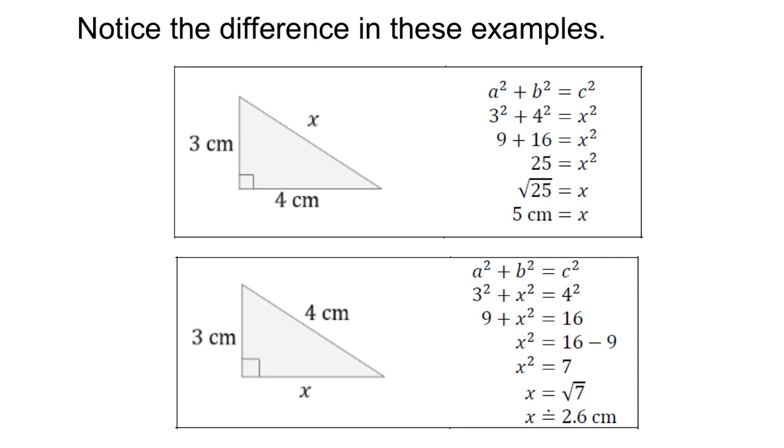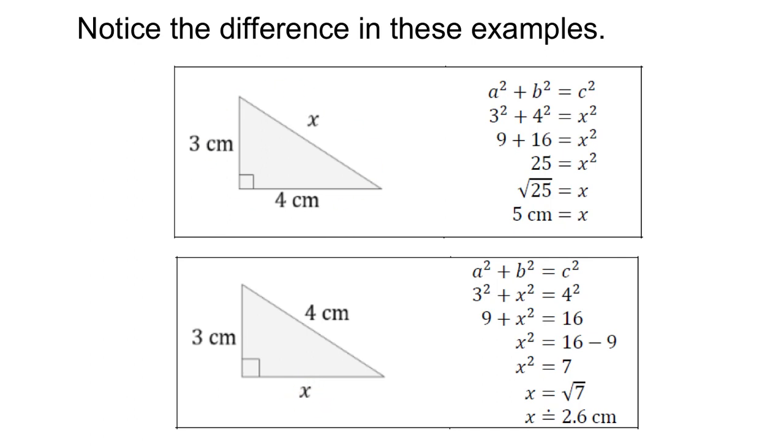Now here are two examples of using the Pythagorean theorem to solve for an unknown side length in a right triangle. In the first example, I know this side is 3 centimeters, this side is 4 centimeters, and I'm trying to find the length of the missing side. I've labeled it as x. In the other example, I have two sides that are 3 and 4 centimeters. That's the same thing, and I'm trying to find the missing side, which I've called x.